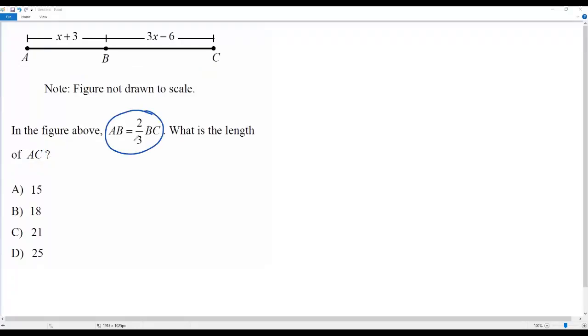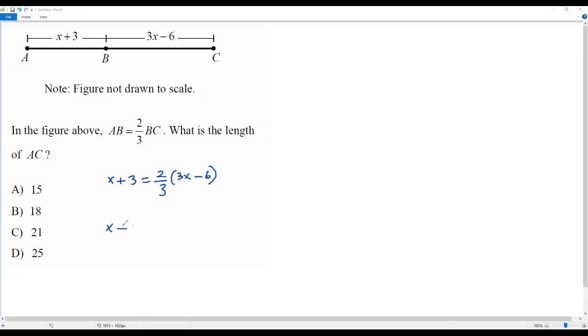Okay, there is an equation given here, that is AB equals 2/3 times BC. For AB, we know from the figure that it is x + 3. x + 3 is the length of AB, so we can plug in x + 3 for AB, and for BC we know that the length is 3x - 6, so we can plug in 3x - 6 for BC.